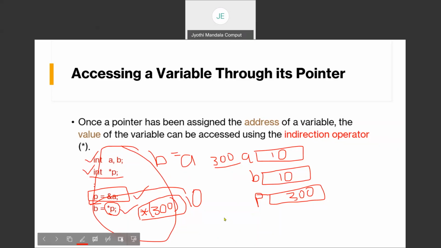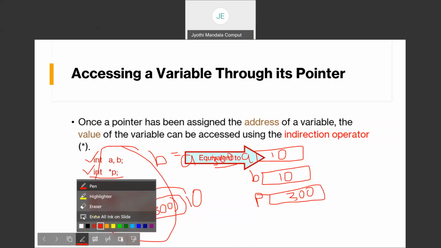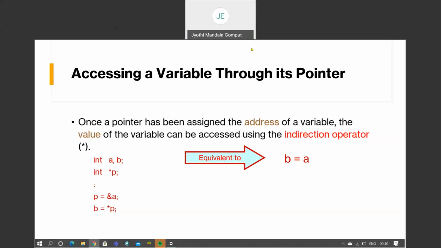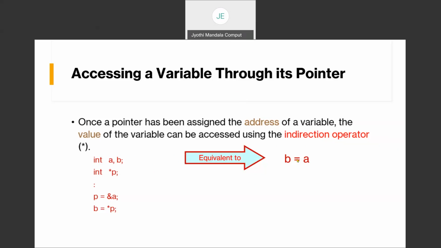So let me erase these things. This statement, whatever we have written here, is equivalent to assigning B's value to A. Instead of writing directly like this, I have just used the pointer concept. Got it, all of you?